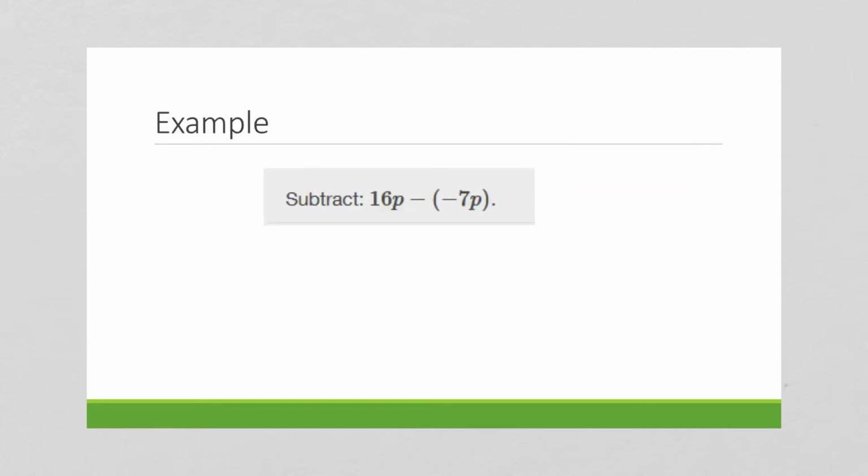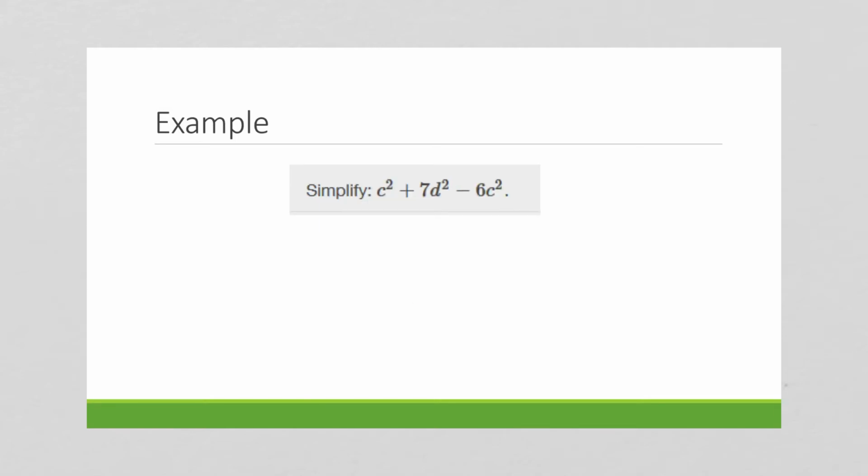All right, so on this problem, the first thing you should do is look at your variable. Yep, they match. Okay, we are subtracting a negative. Don't forget, when you have a double negative, we can actually make that a plus, right? So now we can add 16 and 7, and we get 23. Don't forget your variable, 23p.